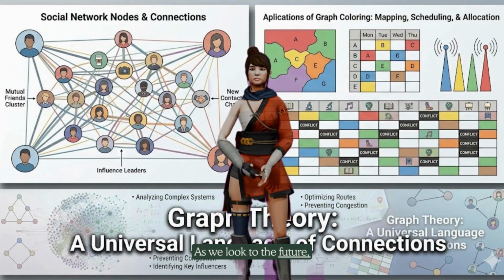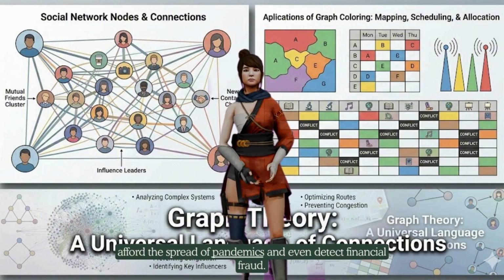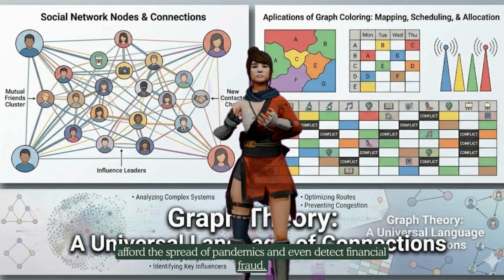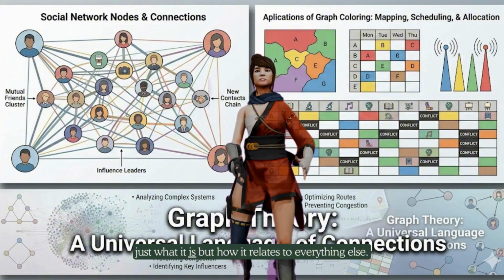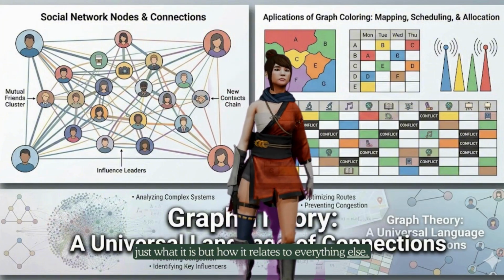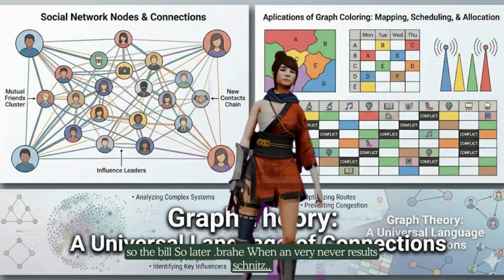As we look to the future, graph theory is helping us map the human genome, stop the spread of pandemics, and even detect financial fraud. It proves that the most important thing about an object isn't just what it is, but how it relates to everything else. In a world that never stops connecting, graph theory is the map that shows us the way.